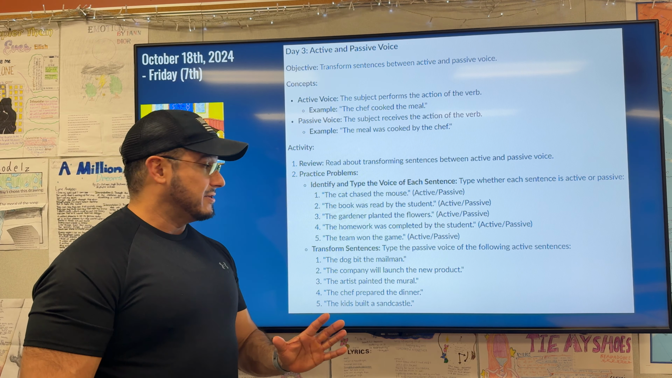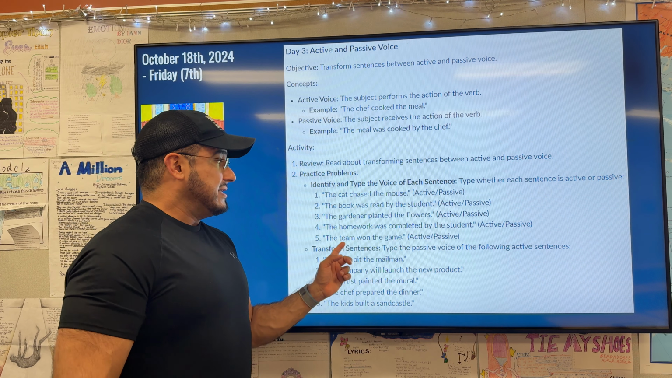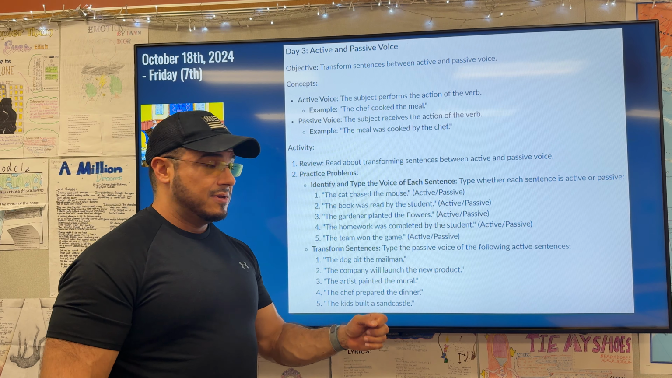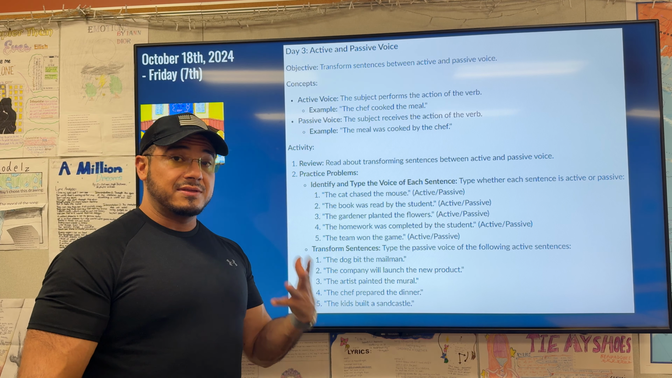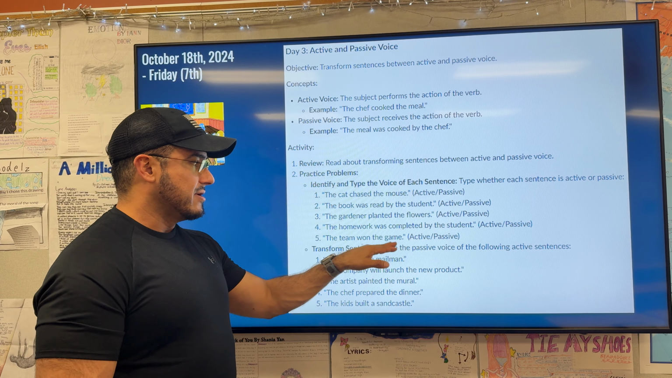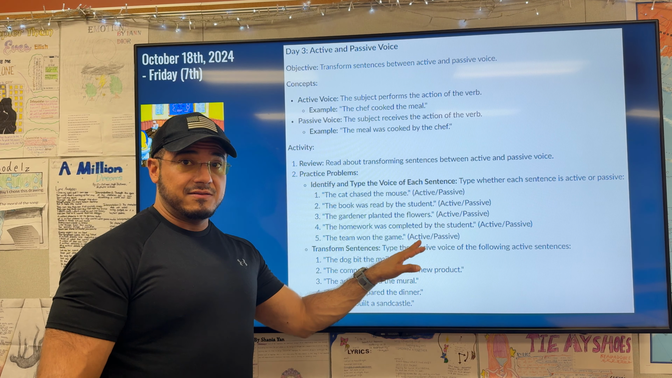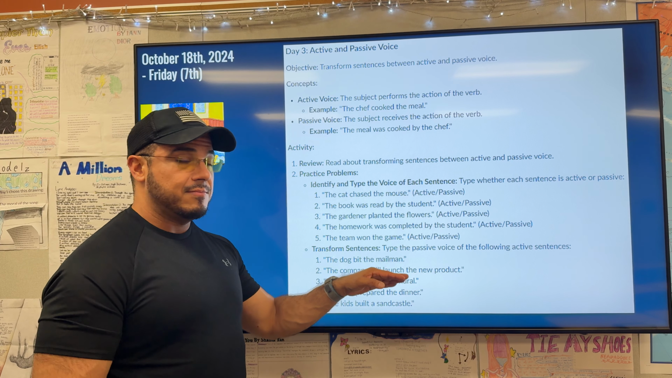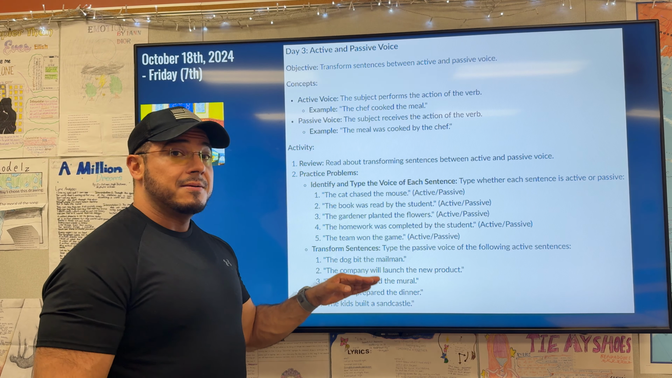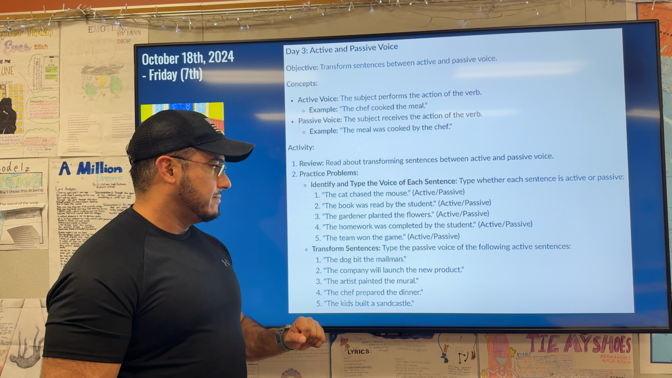And for our 5th and final example, we're going to take a look at the team won the game. The team is our subject. What did they do? They won. What was the thing that was won? What's the object? The game. Therefore, it's an active voice sentence. In its passive form, you would write, the game was won by the team.